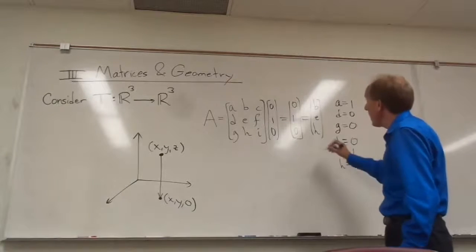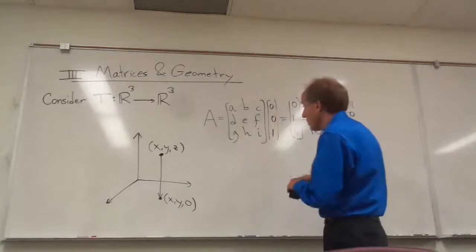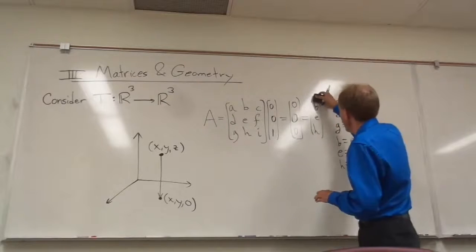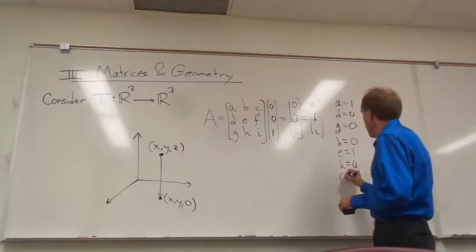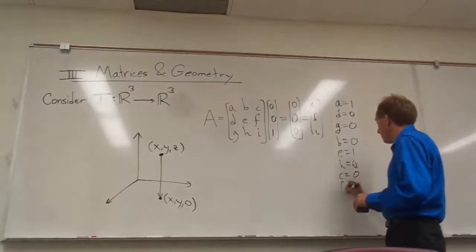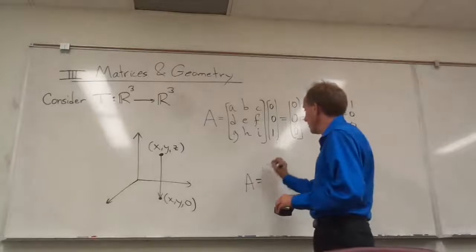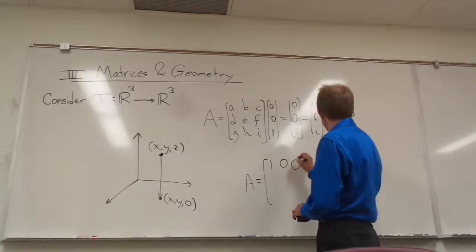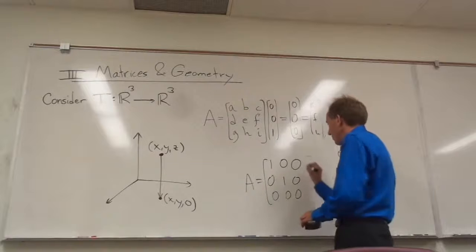Now finally, if you plug in 0, 0, 1, so you put a 1 for the z value, then you're going to get 0, 0, 0 out of this, and here you're going to get C, F, and I, all of which have to now be 0. C is 0, F is 0, and I is 0. So your matrix is 1, 0, 0, and so on. The only ones are basically the A and the E. So there's your transformation.